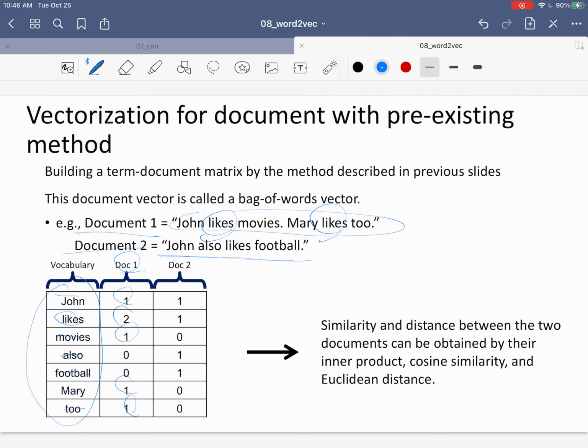In document 2, we have John once, likes once, also once, and football once. So all in all, this will be a vector representation of document 1: 1, 2, 1, 0, 0, 1, 1. This is the vector representation of doc 1. And 1, 1, 0, 0, 0, 0, 0, 1, 1, 0, 0 is the vector representation of doc 2.